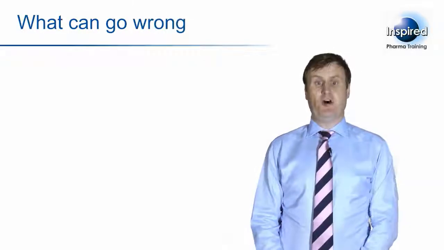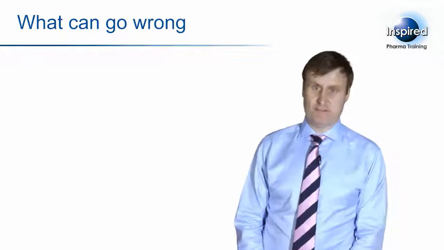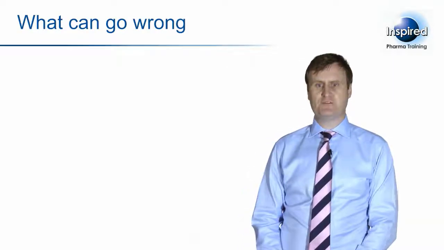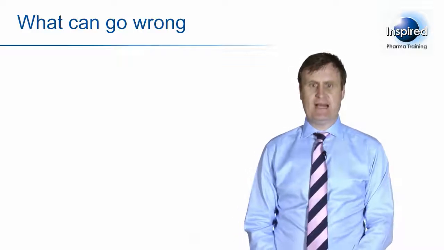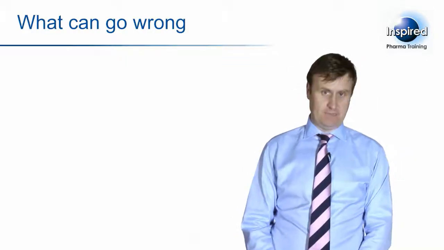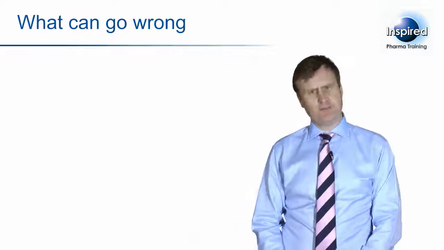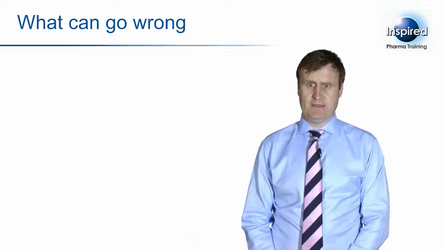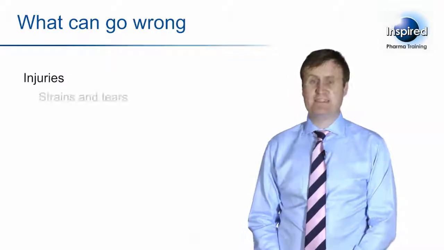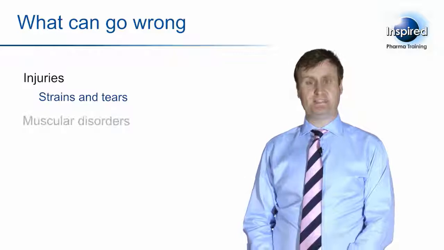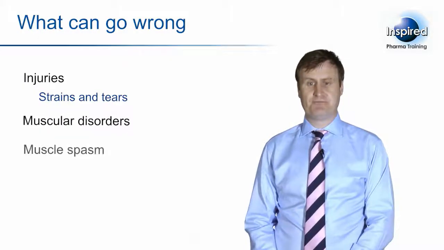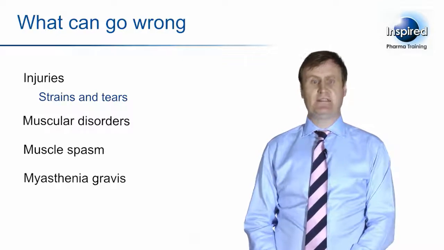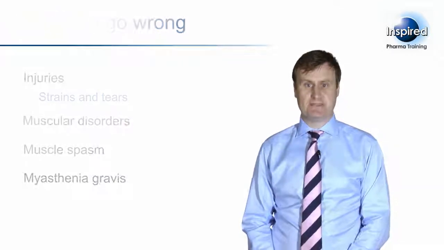Welcome to this chapter on what can go wrong and common methods of treatment. In this chapter, we'll give you an overview of what sort of problems can affect muscles and what methods of treatment are available. The following conditions are common that can affect the muscle systems: injuries, including strains and tears, muscle disorders, muscle spasm, and myasthenia gravis, an autoimmune disorder that is marked by severe muscle weakness.